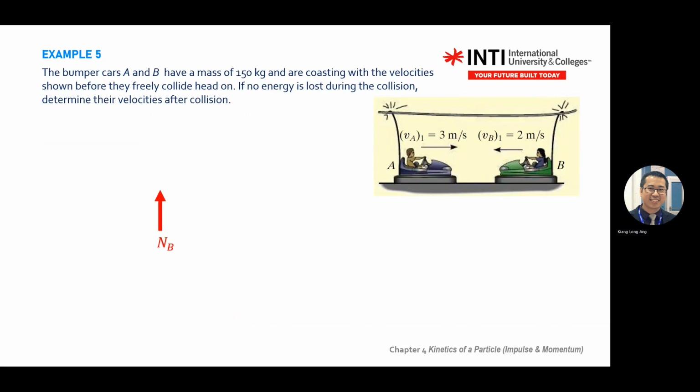Okay. One more example, then we call a break. We call it a day. Example 5. You're familiar with this game. You have bumper cars A and B going toward each other. This one again, VA is 3 VB.